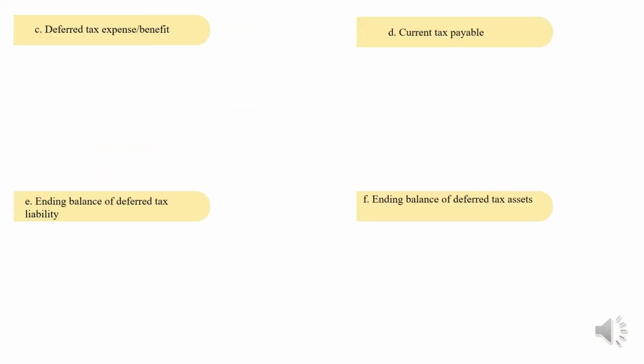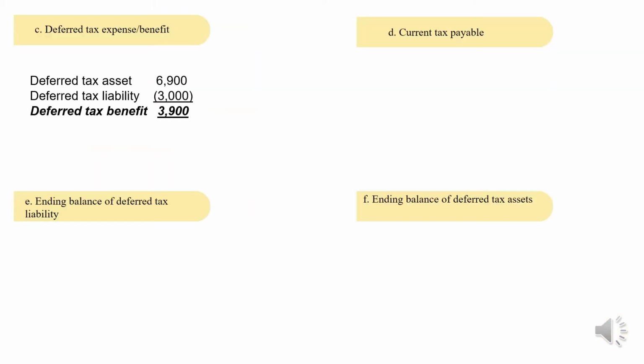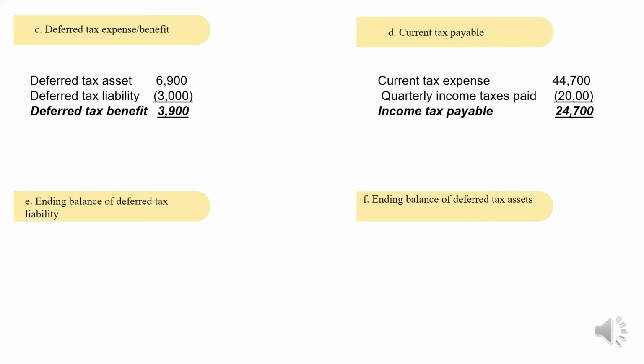Requirement C. Find the deferred tax expense or benefit. This uses the last figure we computed earlier: deferred tax of 6,900 less deferred tax liability equals deferred tax benefit. Next, requirement D, current tax payable. The current tax expense earlier of 44,700 less the quarterly income taxes paid in the illustration is equal to income tax payable. Letter E, ending balance of deferred tax liability.